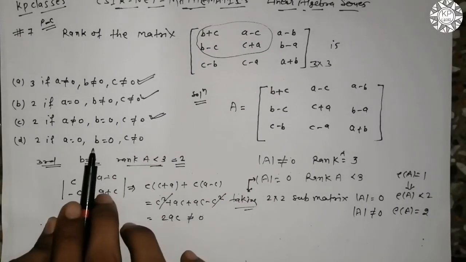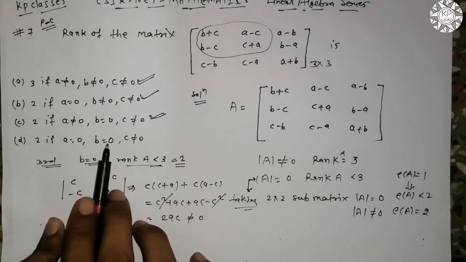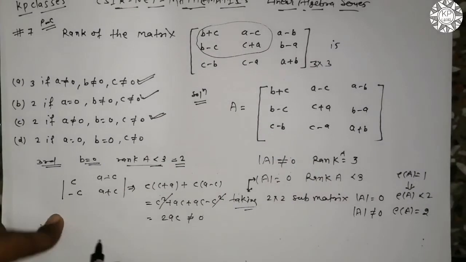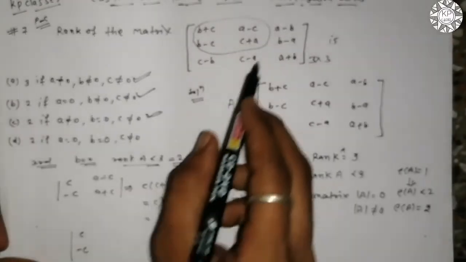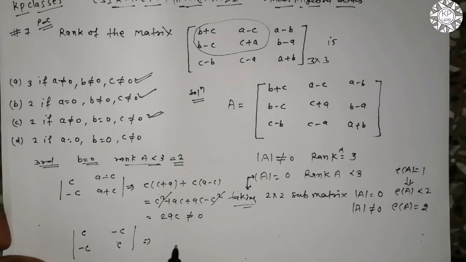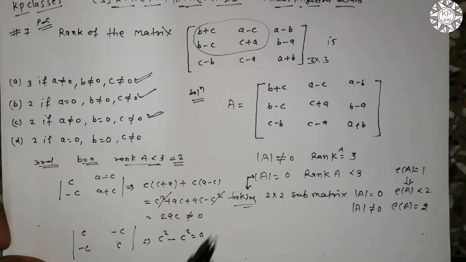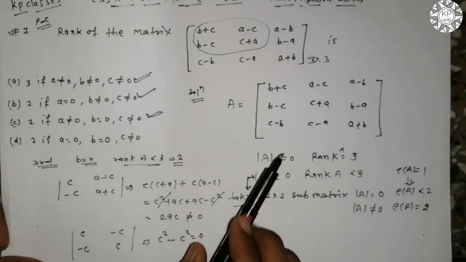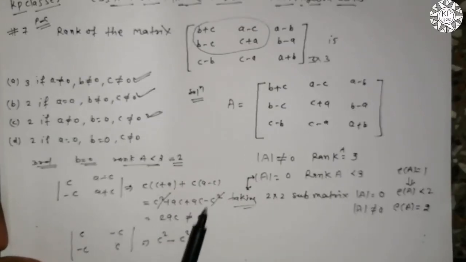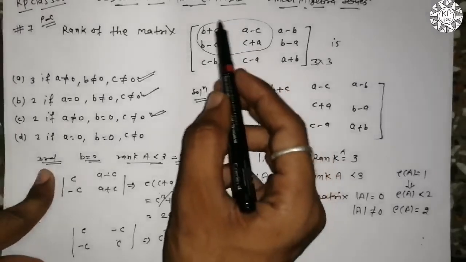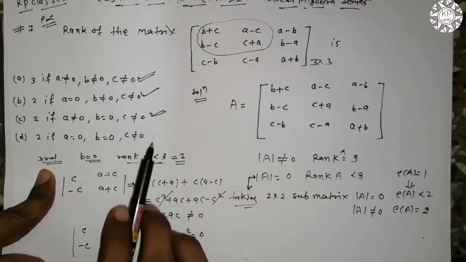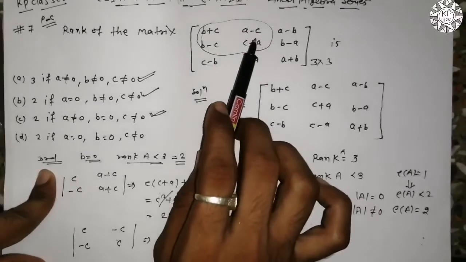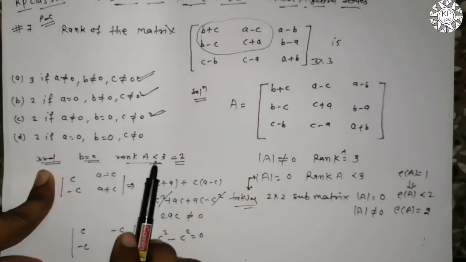Now check option D. Taking a equal to 0 and b equal to 0, put in this block: c, minus c, and minus c and c. We get c square minus c square, which is 0. But check the other 2 cross 2 matrices. Check all 2 cross 2 submatrices 1, 2, 3 and 4. If all are equal to 0, then we can say rank of A equals 1. If any one is not equal to 0, then rank of A equals 2.